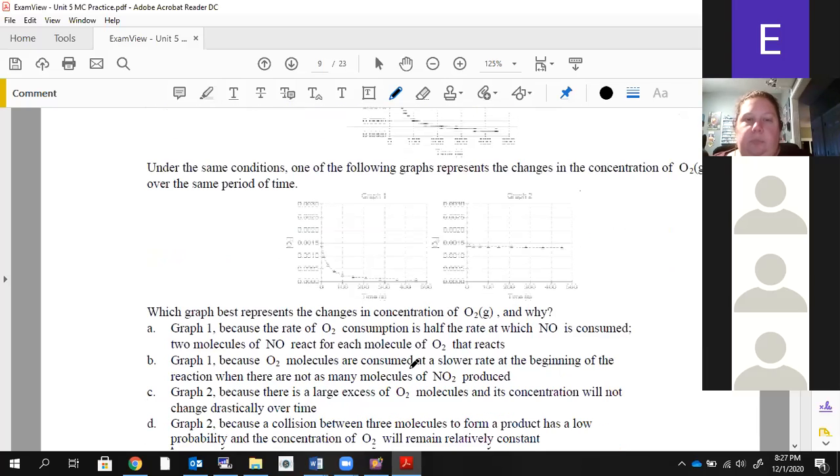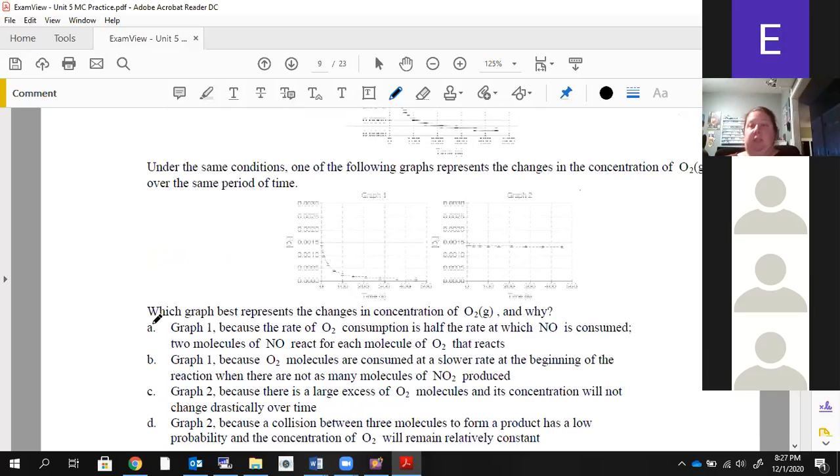Okay, that makes sense. So it has to be A. Now, because we don't know what order these things are, we can't really say anything about the rate in terms of speeding up or slowing down. But we can compare the two reactants to each other because they have to react in that stoichiometric relationship. Yeah, I knew graph 1 was correct over graph 2, but I wasn't sure about the explanation or which exactly was the right answer. Thank you.